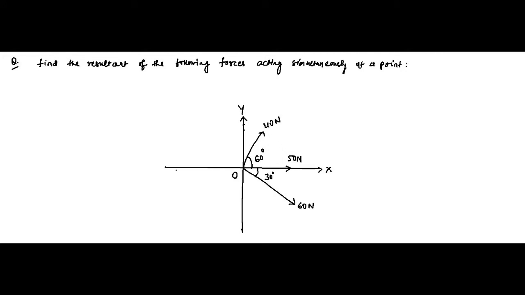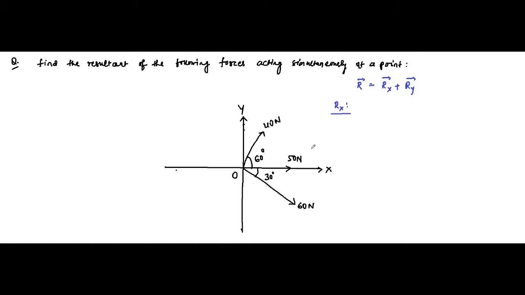40 Newton is at an angle of 60 degrees with respect to the x-axis, and 60 Newton is at an angle of 30 degrees. This is in the first quadrant, this is in the second quadrant, in this way. We have to find the resultant using the concept of vector components, splitting it into vector components. Here we have to find the final resultant R, its x component and its y component. So first the x component.